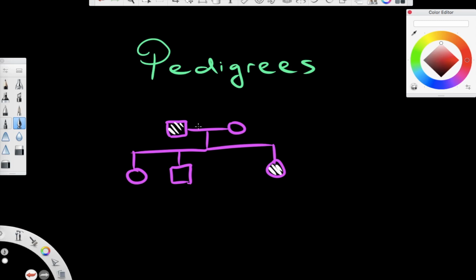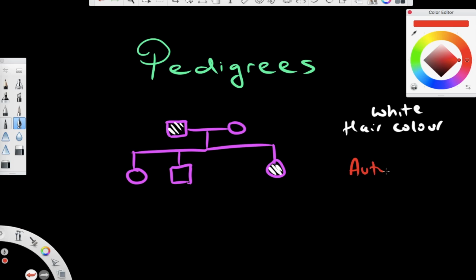The trait of concern could be dominant, or the trait of concern can be recessive, right? So perhaps the trait of concern here could be hair color, and if we're going to be more specific, maybe it would be white hair color. And the trait of concern can take place in two forms: it could be autosomal mode of inheritance, or it can be sex-linked mode of inheritance. In this case, it would be more likely to be autosomal mode of inheritance.